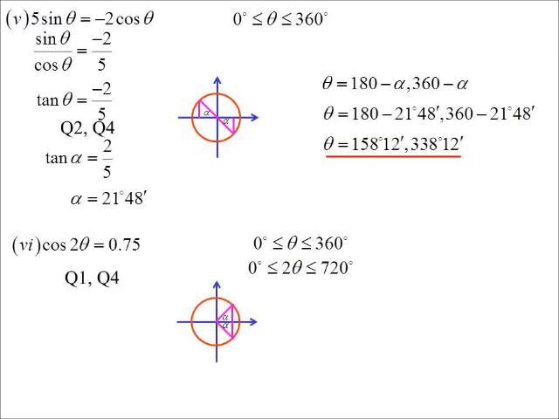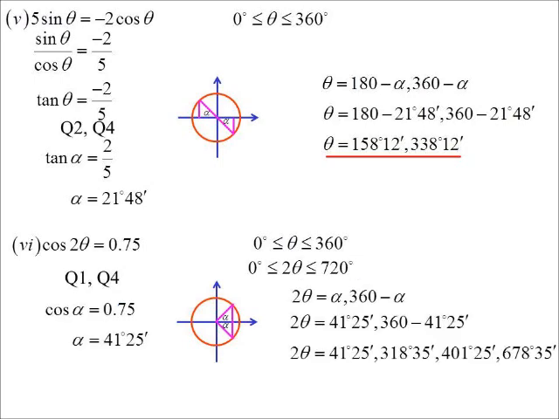Quadrants 1 and 4, that doesn't change. So the acute angle is 41.25. So 2 theta is either the acute angle or 360 minus. But because I'm going around twice, all I've got to do is add 360 to all the answers. So I add 360 to both of those. They're the answers for 2 theta though. We want theta. So the final step is to divide by 2. And that gets all the answers in between 0 and 360, which they want. So we have 4 answers for that one.